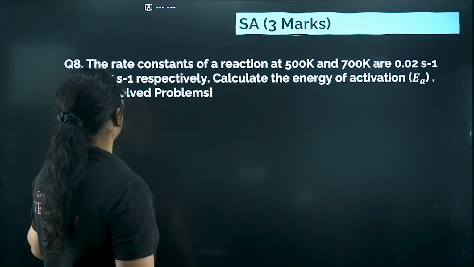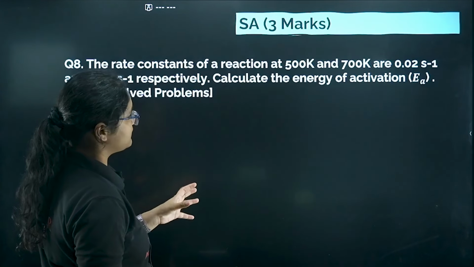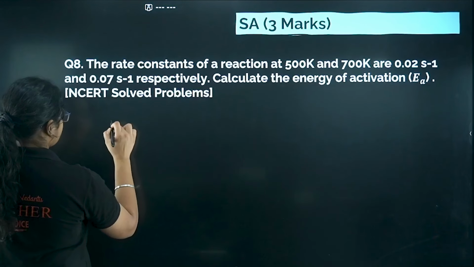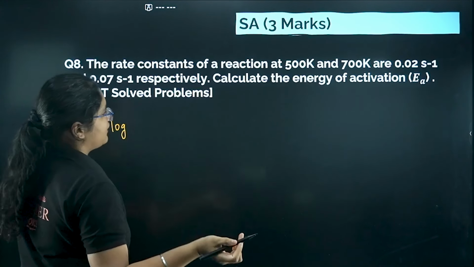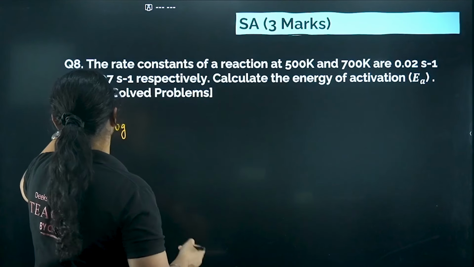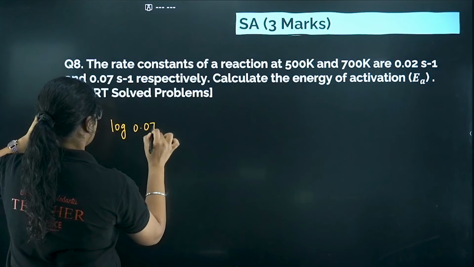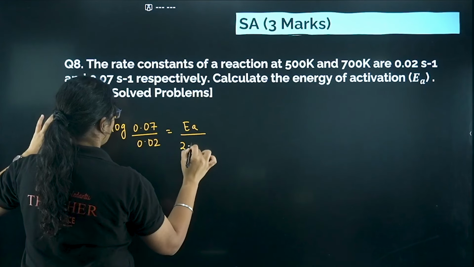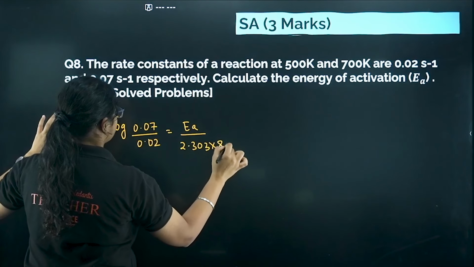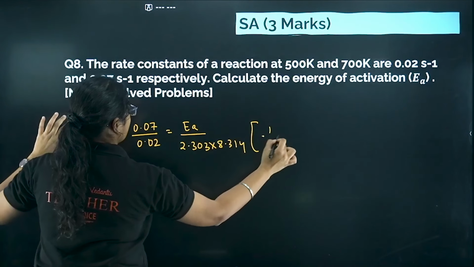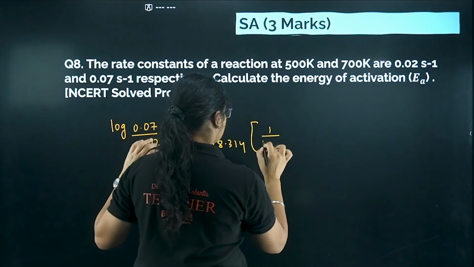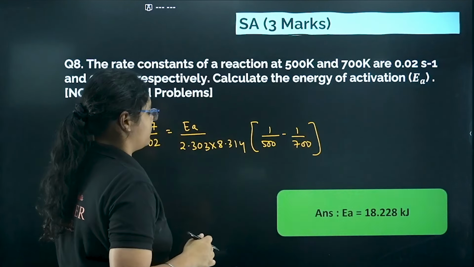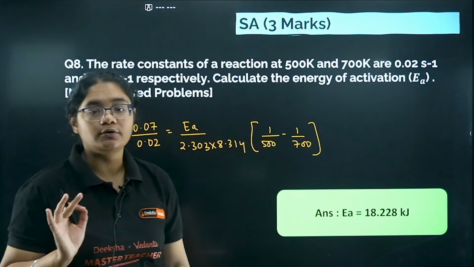Okay. Next, the rate constant of a reaction at 500 and 700 Kelvin are this and this. Calculate the energy of activation. This is also a very simple question. You have log of K2 by K1, right? What is the value of it? So K2 is 0.07 and this is 0.02. That is equal to EA by 2.303 into R is 8.314, 1 by T1 is how much? 500, right? Minus 1 by 700. If you solve this, you can calculate the value of EA, which will be around 18.228 kilojoules.